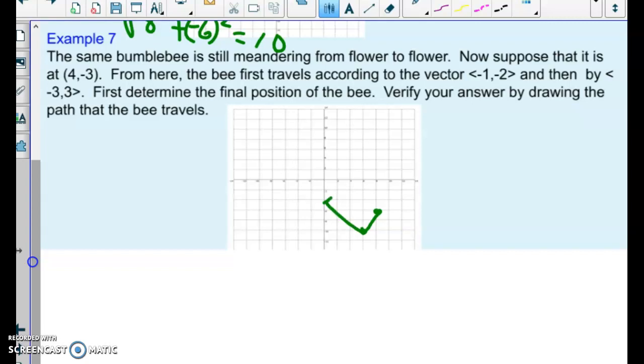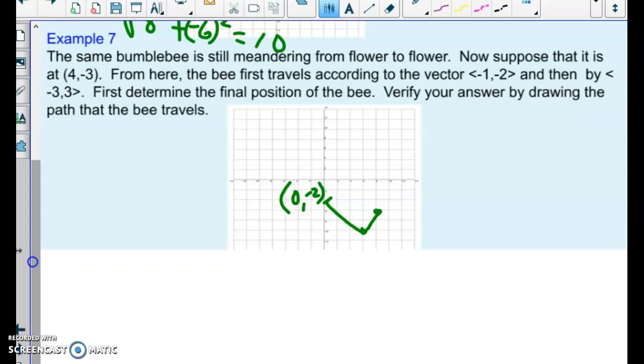First, determine the final position of the bee. So it appears the bee ends up over here at 0, negative 2. And verify your answer by drawing the path the bee travels. Well, I guess I found that.